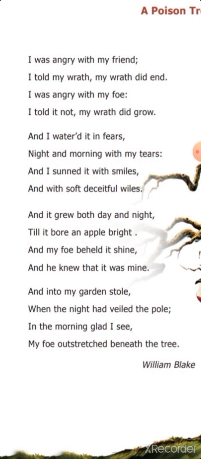What was the poet saying? The poet says that he was angry with his friend, it seems. Why was he angry? We will see in the next line. I told my wrath, it did end. So what happened in the second line? Wrath, what is the meaning of wrath? Anger. Yes, you can see it in the glossary. I told my anger towards my friend, my anger got over there.